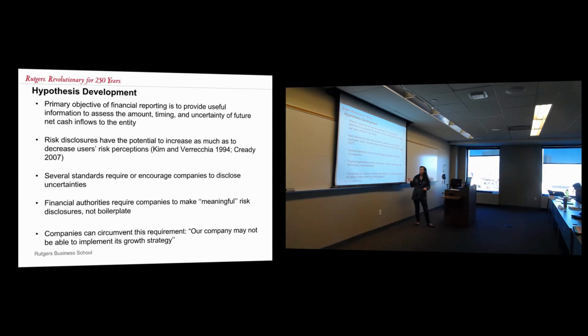And in the paper, there's this example: "Our company may not be able to implement its growth strategy." Well, what exactly does that mean? If this sentence doesn't provide any context, it really doesn't tell me anything about risks that I may already be aware of, or risks that I don't know anything about. So that's the point that they're trying to prove.